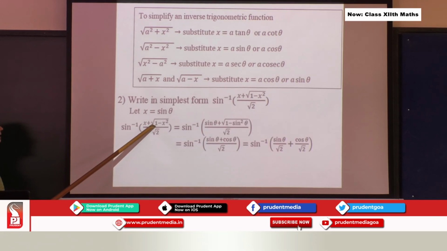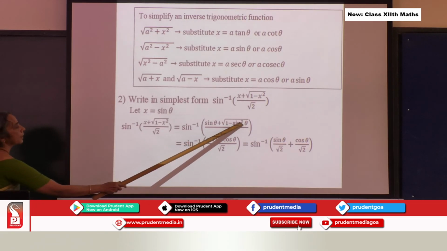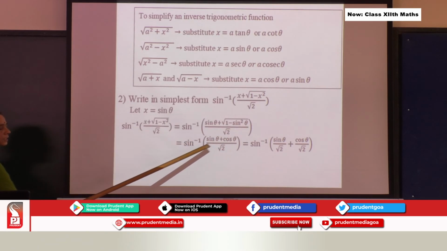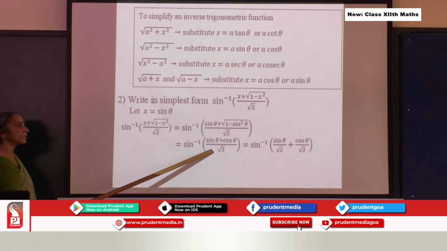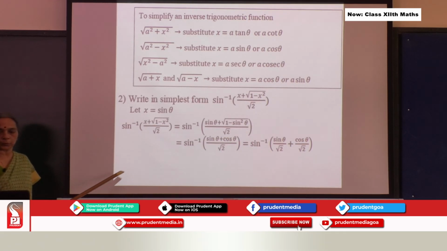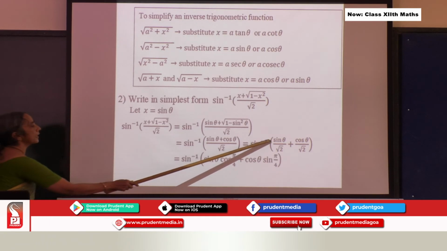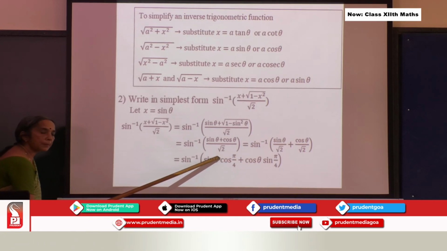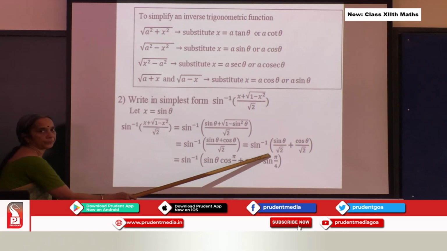Sin inverse of x plus root of 1 minus x square. So, this is sin theta. Root of 1 minus sin square theta is cos square theta. Root of cos square theta is cos theta. Now, we are separating sin theta upon root 2 plus cos theta upon root 2. Then 1 by root 2 we can write as cos pi by 4, and this 1 by root 2 is written as sin pi by 4.